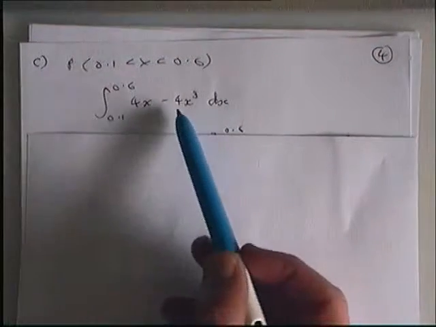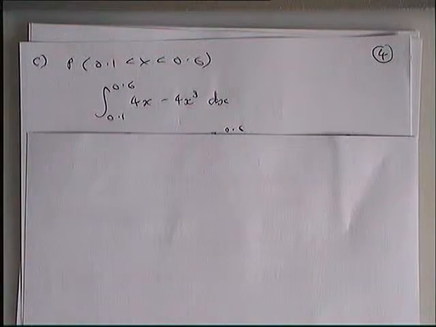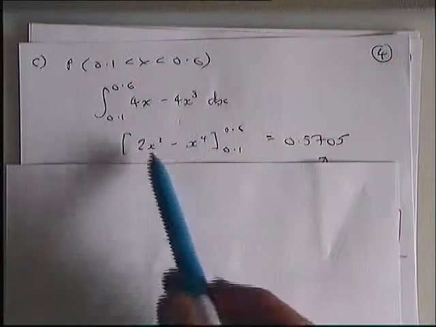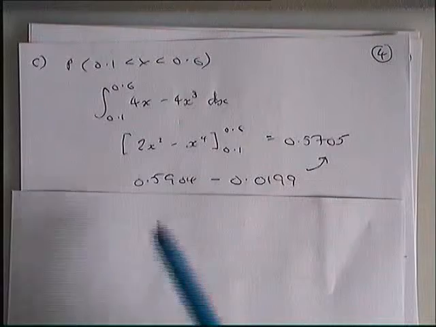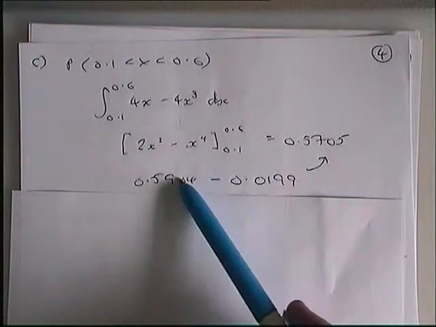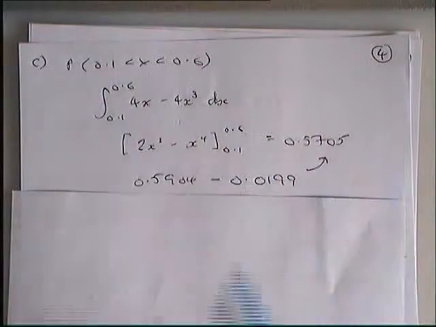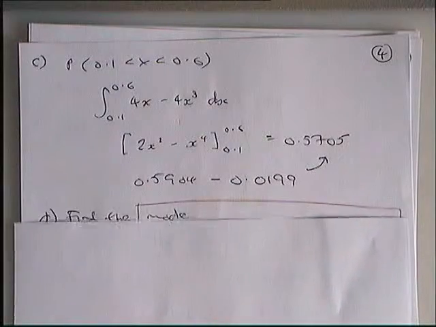So we still had one more part of that question to do. That was find the probability it lies between 0.1 and 0.6. To find the probability in a range, you integrate your function between those two limits. We've already done the integration. We put those limits in, and we get an answer. When you put 0.6 in, you got that. Put 0.1 in, you got that. Do the taking away, you got that one over there.